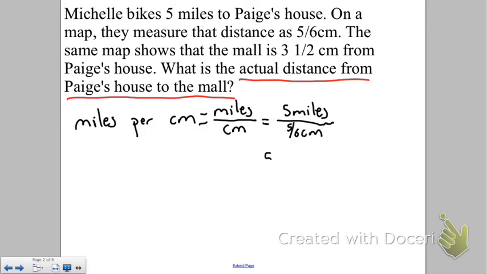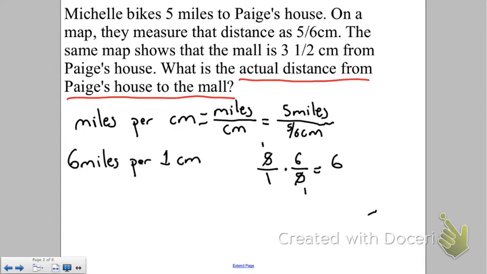To divide, this is 5/1 multiplied by the reciprocal, which is 6/5. I can cancel out these 5s and make them both 1s, and I end up with 6. So that means that is 6 miles per 1 centimeter. But now, the map says that the mall is 3.5 centimeters. So I'm going to have to do 3 1/2, and I'm going to have to multiply that by 6.